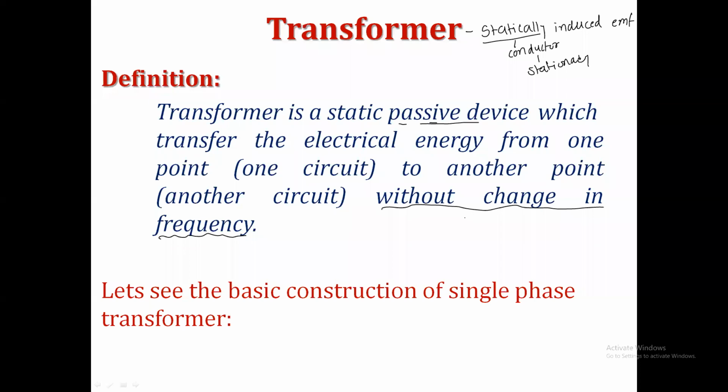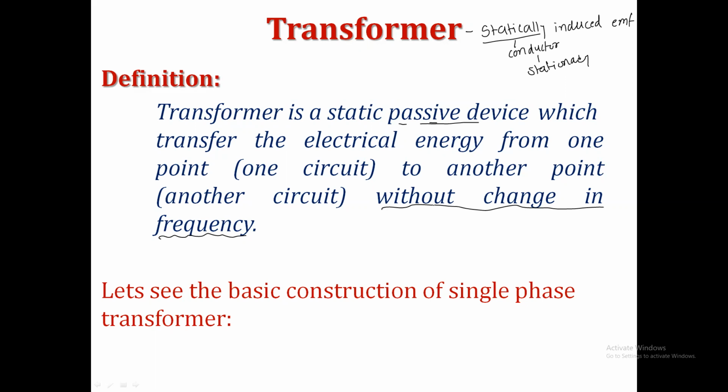And now, why is it called a passive device? Because a transformer will not generate any form of energy. It will not amplify any signal. It just receives the energy from one point or one circuit and delivers the energy to another point or another circuit. That's why it is called a passive device. Active device means what? The devices which will amplify the signal, devices which will generate the signal, we call them active components, active devices. But the transformer is not an active device, it is a passive device.